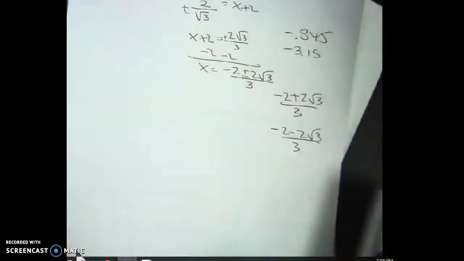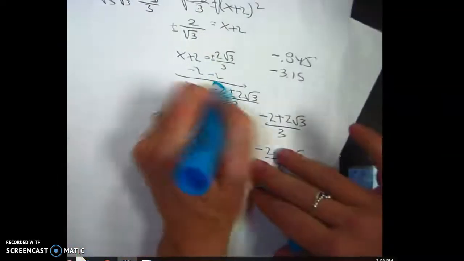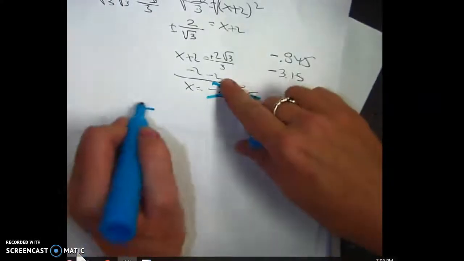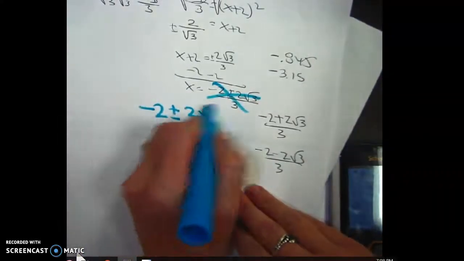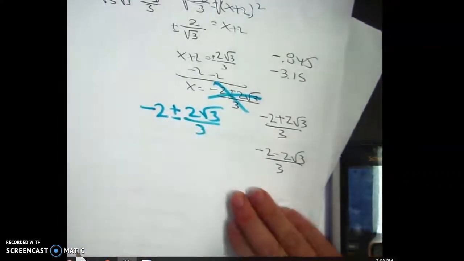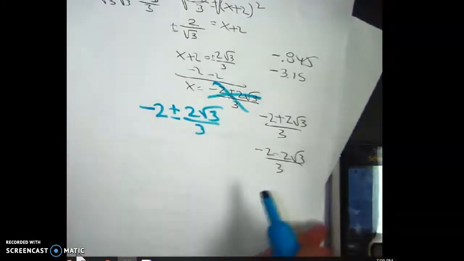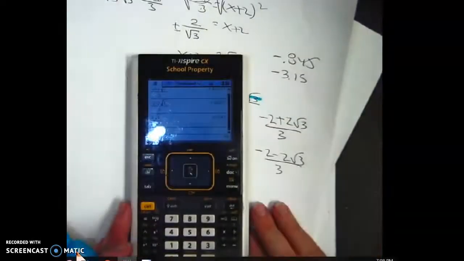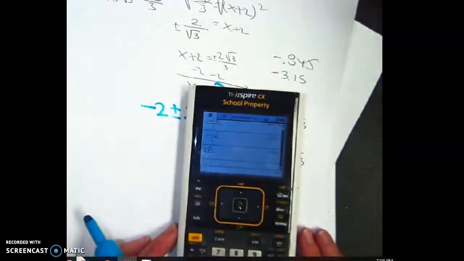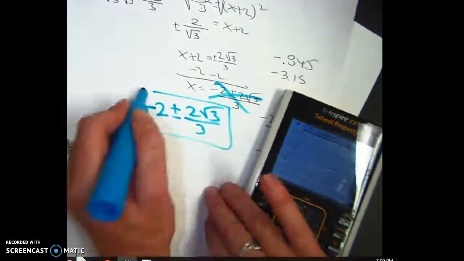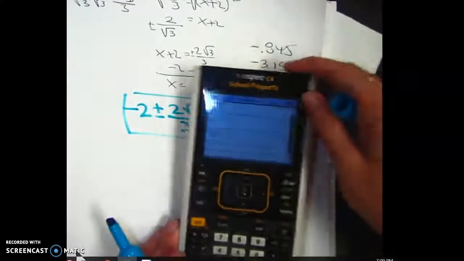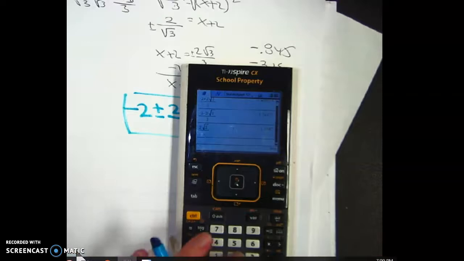So I want to show you, I did everything perfect until this step right here. It's -2 plus or minus 2 rad 3 over 3. Man, those little details. So what was happening is I was plugging it into the calculator and realizing that I wasn't getting the right answer, and that's because I wrote it incorrectly. That's the nice thing about having it on the graph, is I can check. So let's try this again.